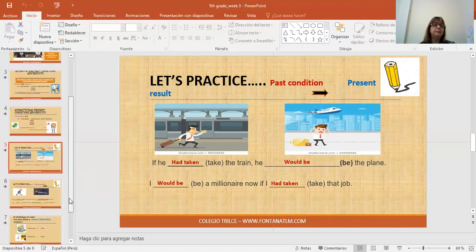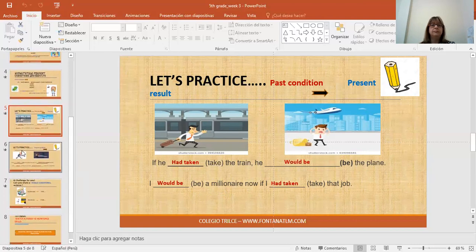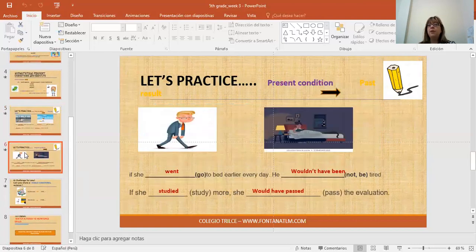Okay, right here, we are going to have another example, but it refers to the other mixed conditional. And which is the rule? Present condition, past result.